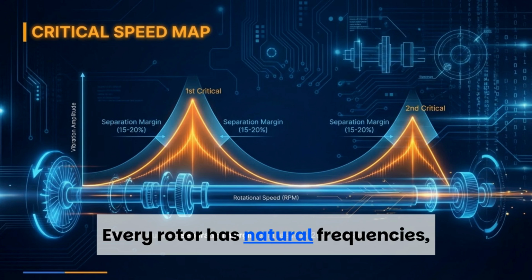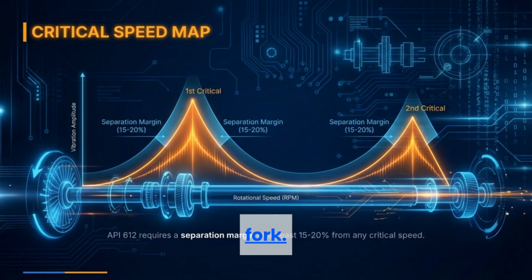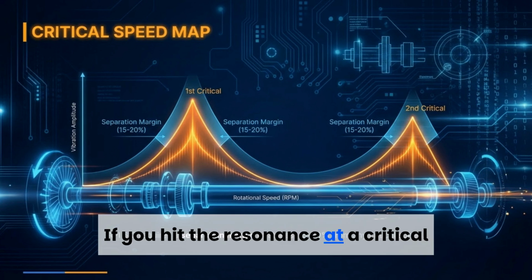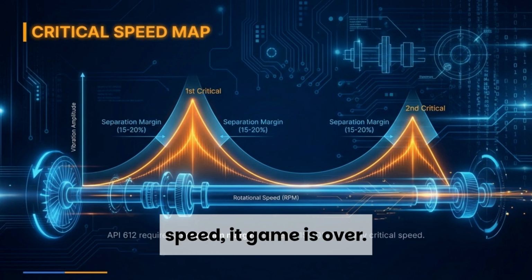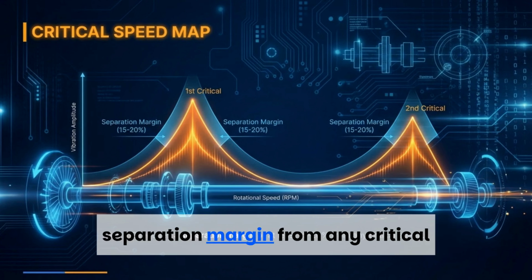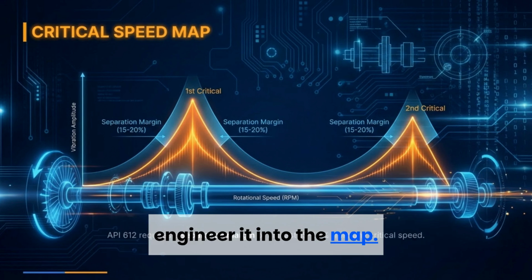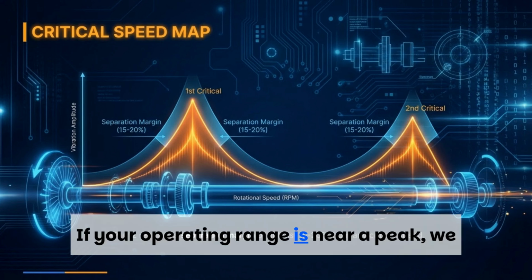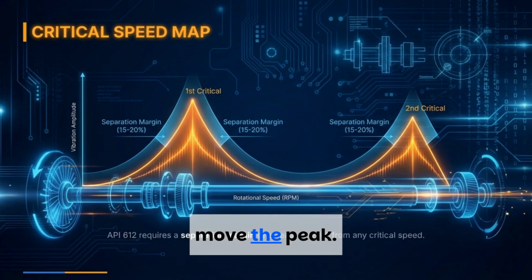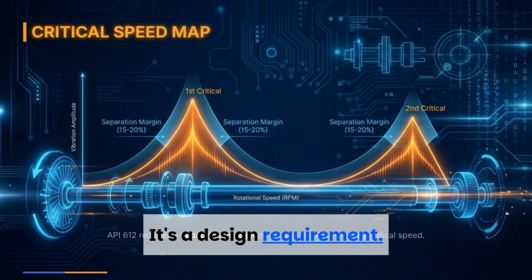Every rotor has natural frequencies, speeds where it wants to shake like a tuning fork. If you hit the resonance at a critical speed, the game is over. That's why API 612 mandates a 15 to 20% separation margin from any critical speed. We don't just hope for stability, we engineer it into the map. If your operating range is near a peak, we move the peak. Stability is not an accident, it's a design requirement.